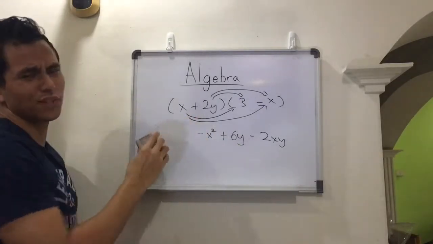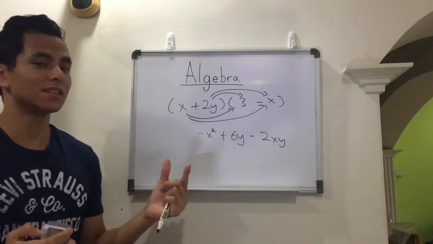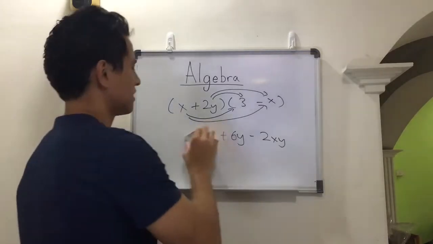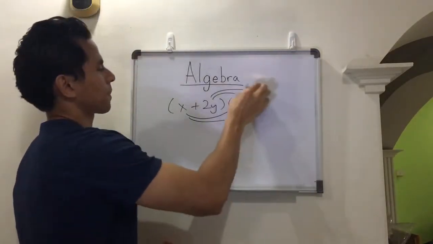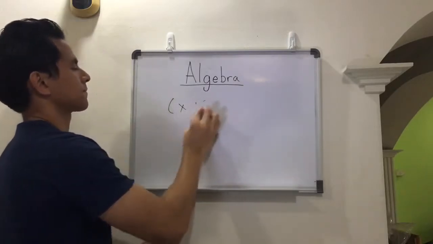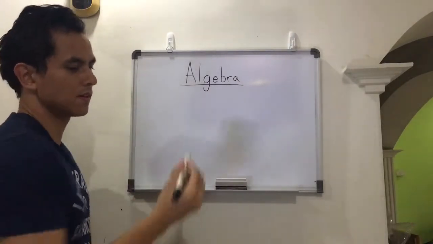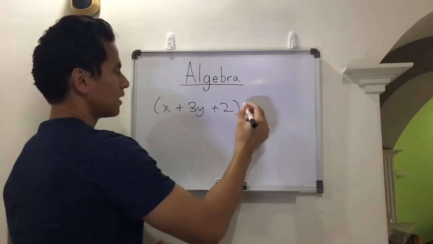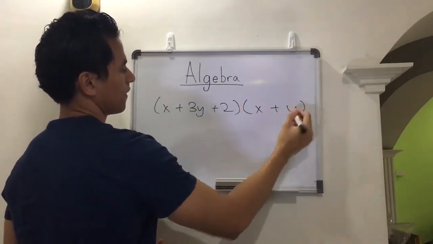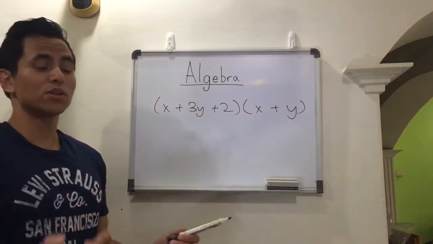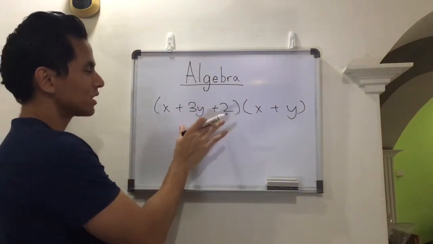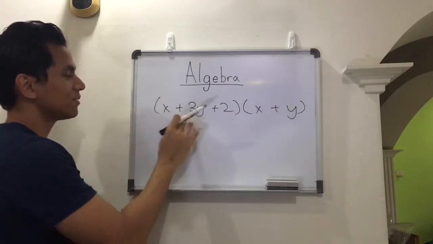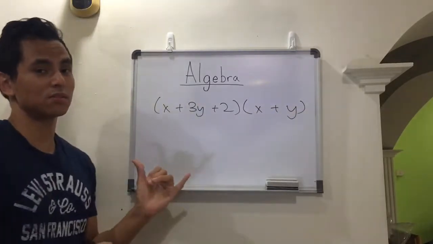Next, what if it's more complicated? If there were 3 terms in the left bracket and 2 terms in the right bracket, how do we attempt these questions? Let's see. x plus 3y plus 2, times x plus y. Recall what I told you in the first example: 2 terms times 2 terms gives 4 terms in the solution. Here we have 3 terms times 2 terms, so we have 6 terms in our solution.